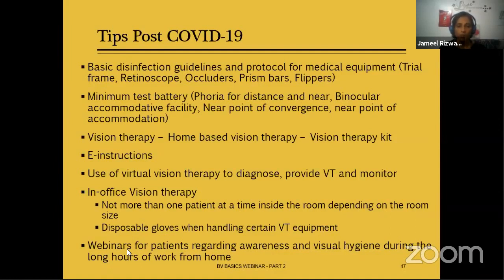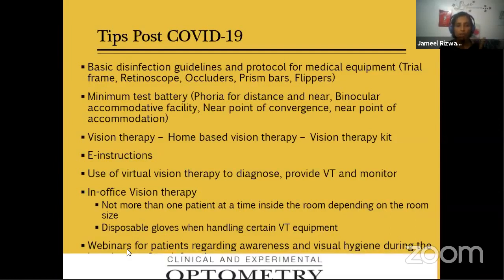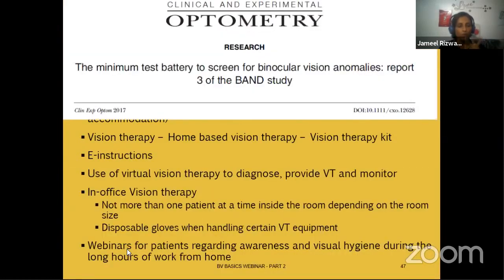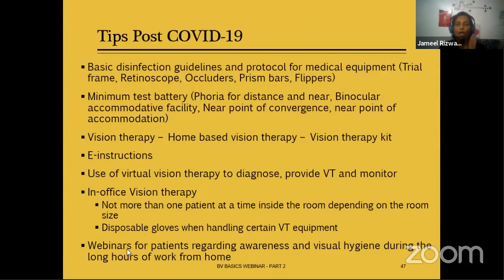The next thing is a minimum test battery. Don't do the full BV assessment, okay? Go and read this paper. Of course, the presentation is going to be made available. Only 3 procedures. It's going to take you not more than 7 minutes, okay? Only 3 procedures. I've listed it out here. Only stick on to the minimum test battery. It will give you the same result as the full workup, okay? Stick on to it for now until we get back to whatever normal that we want to get back to. But stick on to the minimum procedure that is required. So the role of a senior clinician is very important to take the decision, okay?